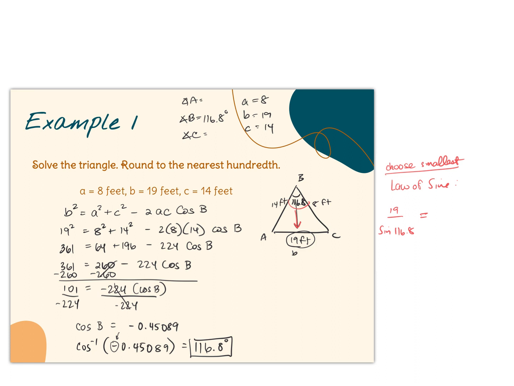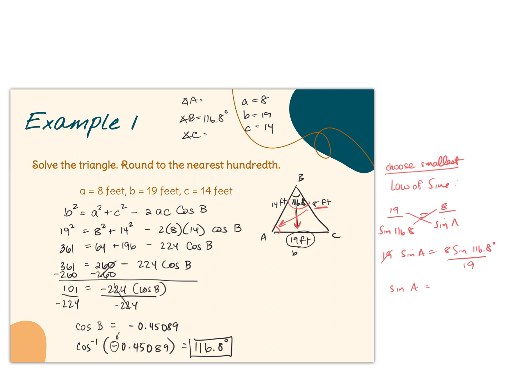So since 8 feet is the smallest side, I'm going to find angle A, which is the smallest angle. So it's going to be 8 over the sine of angle A. And again, I'm going to do my typical math that I did yesterday for this. 19 sine of A equals 8 times the sine of 116.8 degrees. And if I divide by 19, I'm going to get the sine of A equals some number.